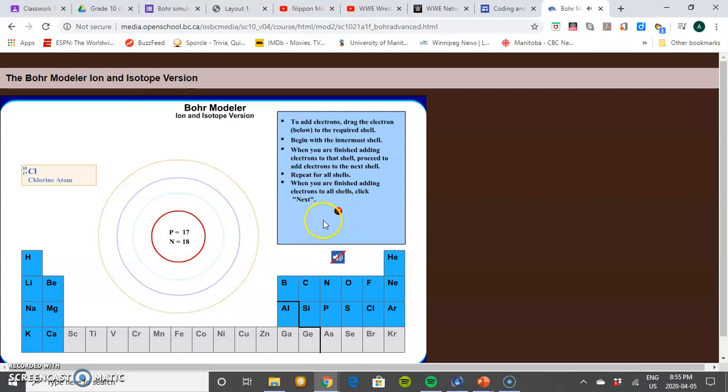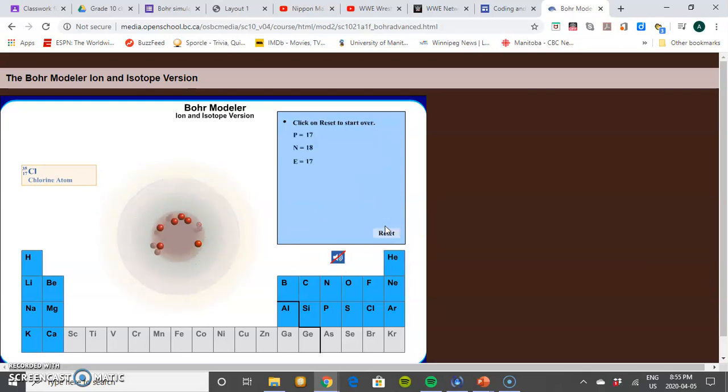When we put the electrons on, we're going to put 1, 2 in the first shell, we're going to put 8 in the second shell, and then we're going to put 7 in the third shell: 1, 2, 3, 4, 5, 6, 7.